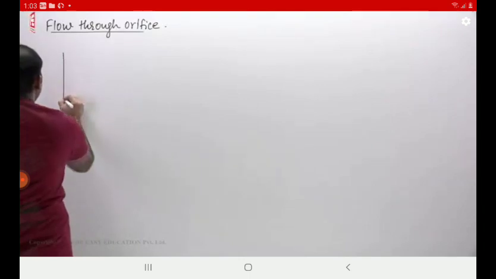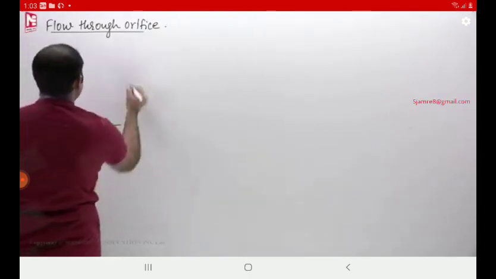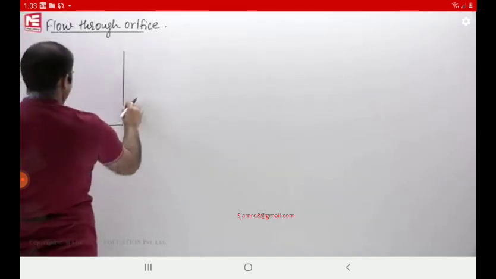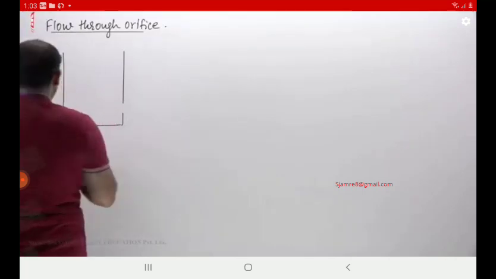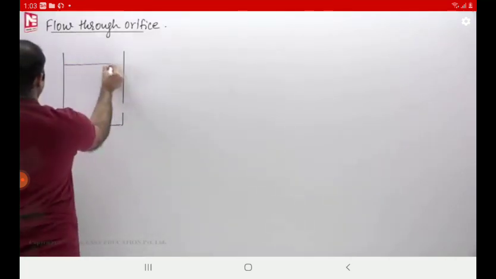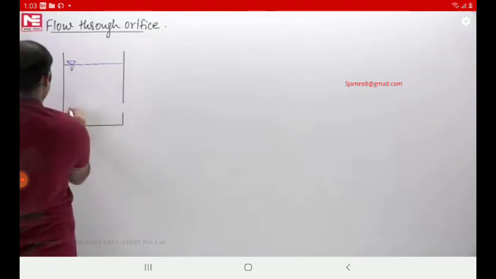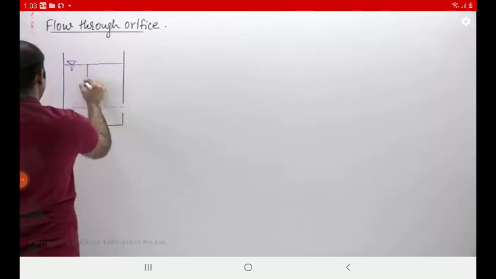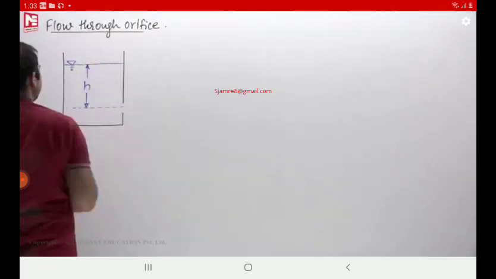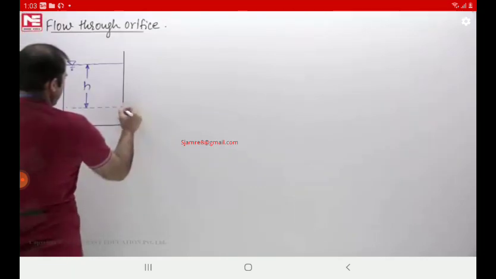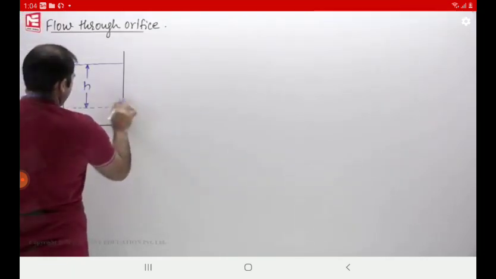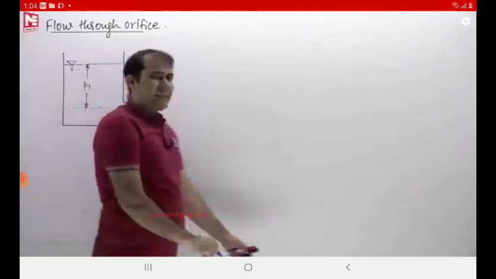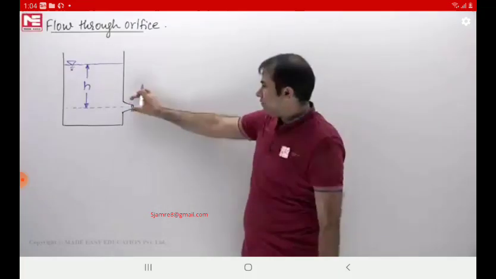So this is the tank or reservoir, and then we have the orifice. This is the free surface level, and here is the H depth level. And the flow here is this. So this is a tank, here we have the orifice.